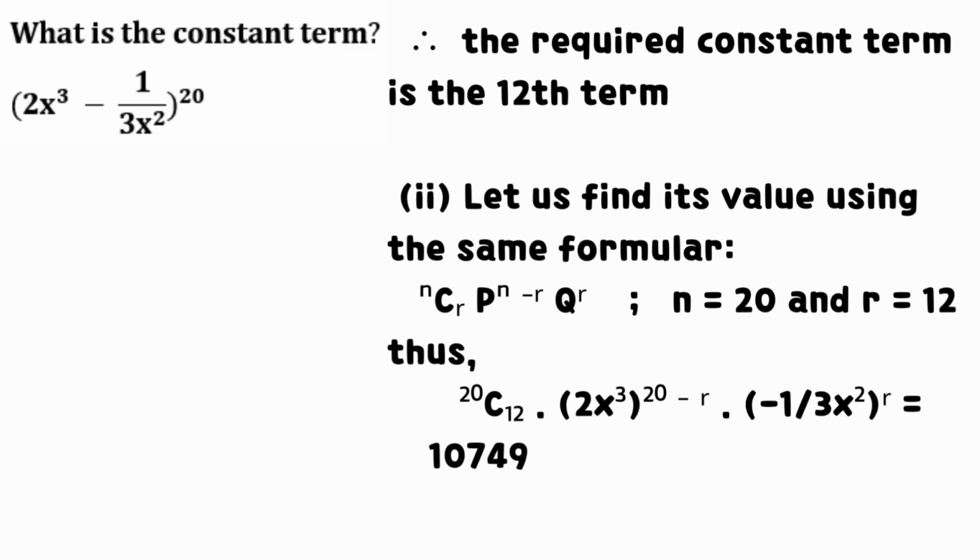Here n equals 20 and r equals 12. Thus, substitute the values in the formula and simplify to obtain the required value, which equals 107,49440 divided by 177,147.